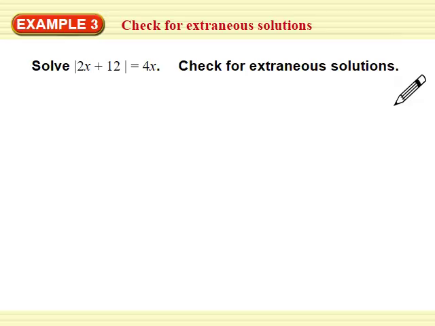Let's take a look at another example. First step is to isolate the absolute value. And in this case, it is already isolated on the left side. Now, let's set up both equations. I'll have a 2x plus 12 equals 4x, representing the positive side of my slope. And let's also set up the negative slope.